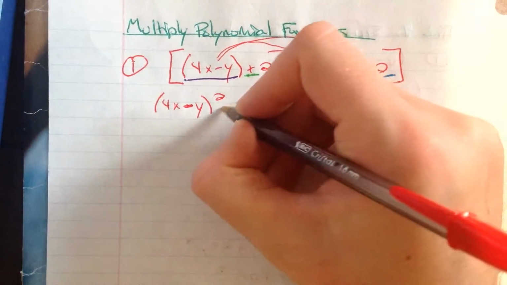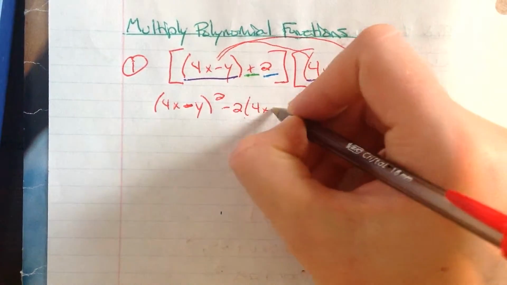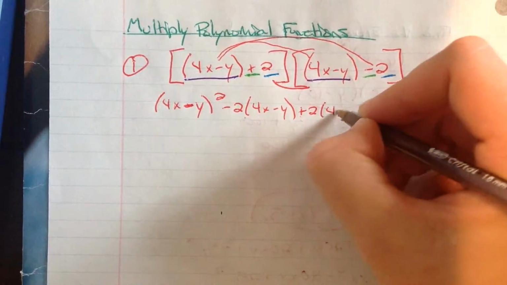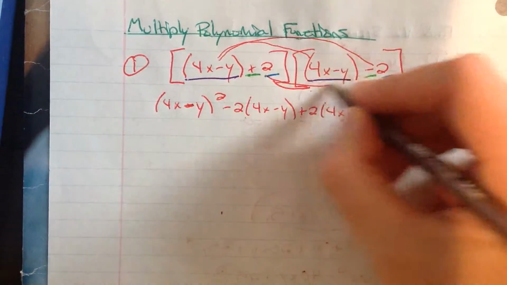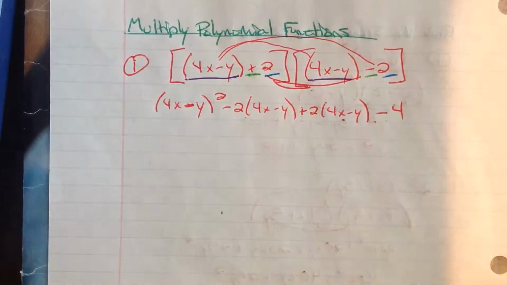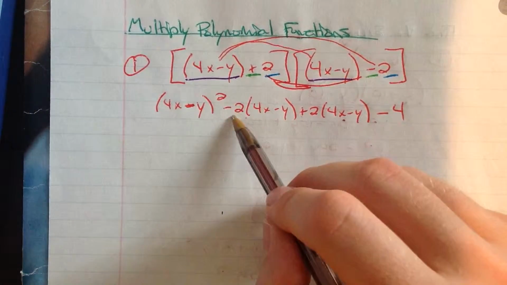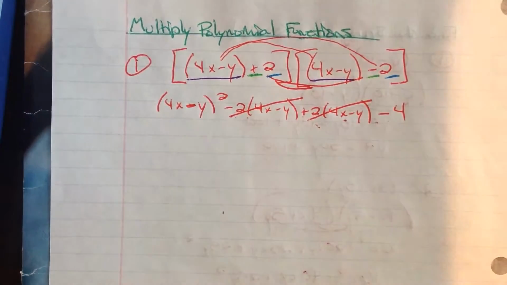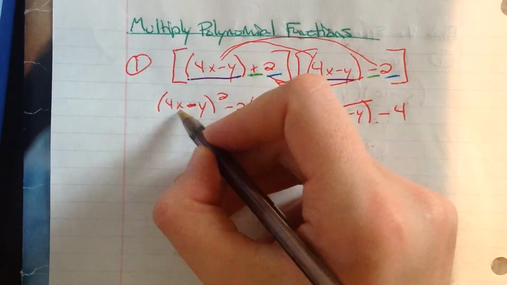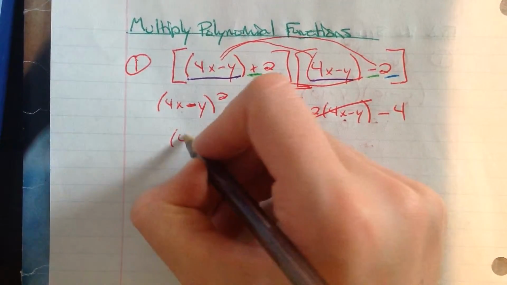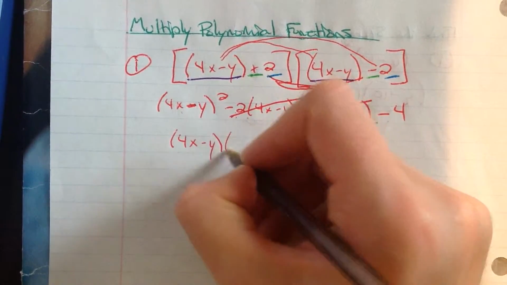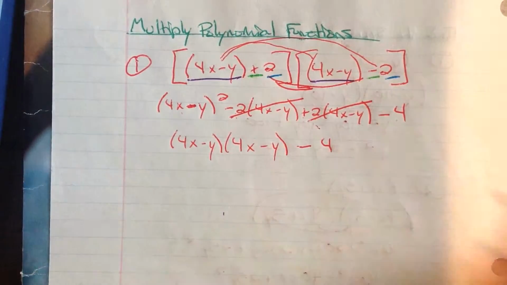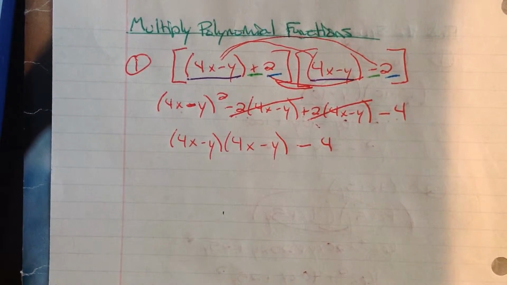Outer, we get negative 2 times 4x minus y. Inner, we get positive 2 times 4x minus y. And last gives us minus 4. Plus and minus, the same things in the middle, so those cancel. 4x minus y squared is the same thing as saying 4x minus y times 4x minus y, and we'll tack on the minus 4 on the outside.